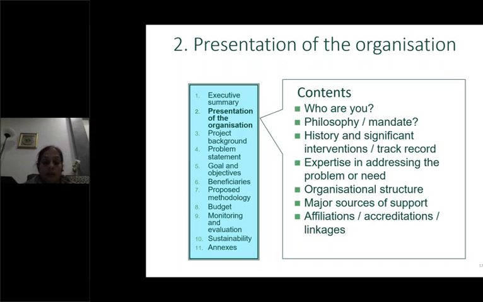They can look for whether you are working for an NGO, and which kind of problem you are working on. Are you doing it for a pure research orientation, or for some commercial orientation? So the mandate should be clearly mentioned. And then history and significant interventions, your track record, expertise in this area, organization structure, major sources of support.